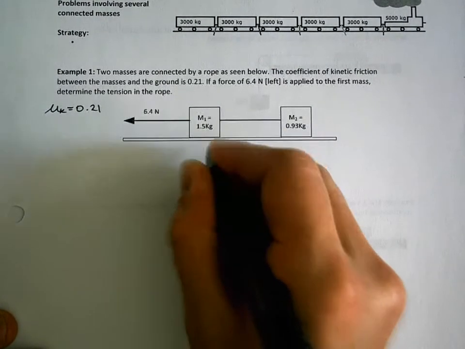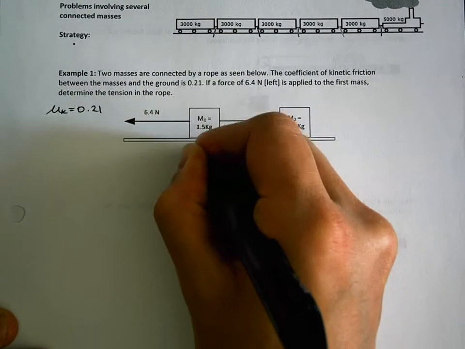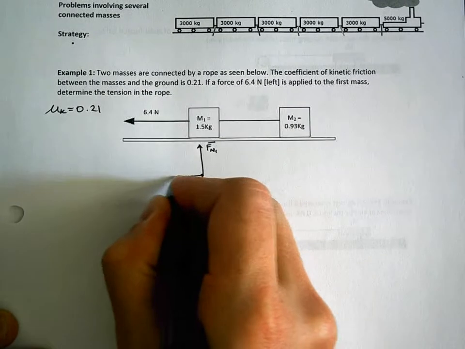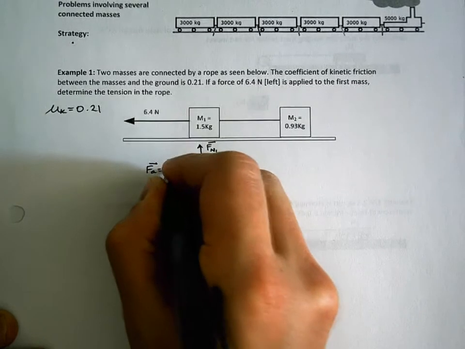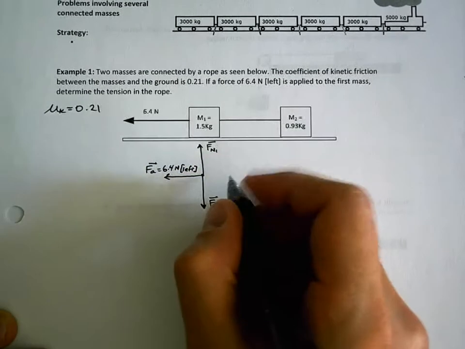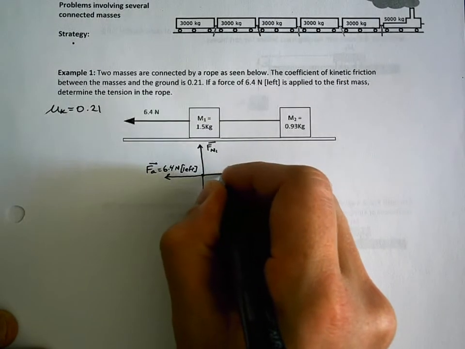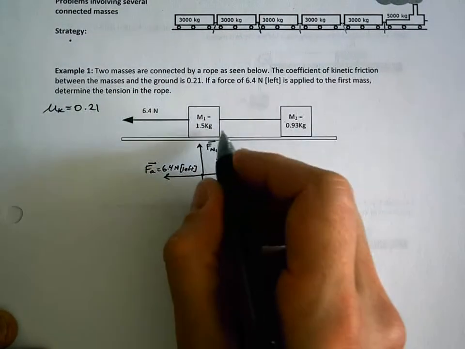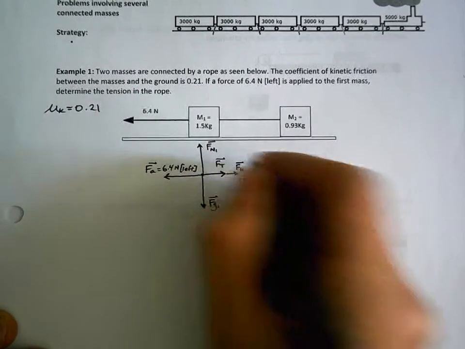First up, I have mass number 1. So it has a force of gravity 1, and up here I have a force of normal 1. Okay, and then I have some sort of applied force pulling on it, and that's 6.4 newtons to the left. Okay, is that it? No, because there's also this rope, this pesky rope that's pulling me backwards, so that would be the force of tension. But there's also friction, and again, if I'm pulling this way, there's some friction that fights me, and because I'm moving, it has to be kinetic friction.